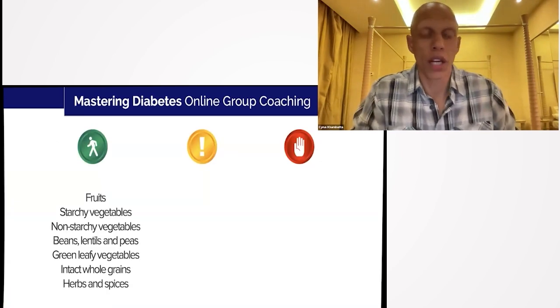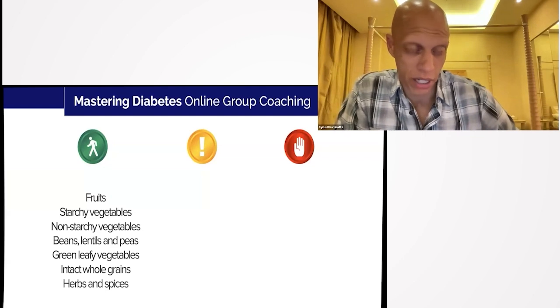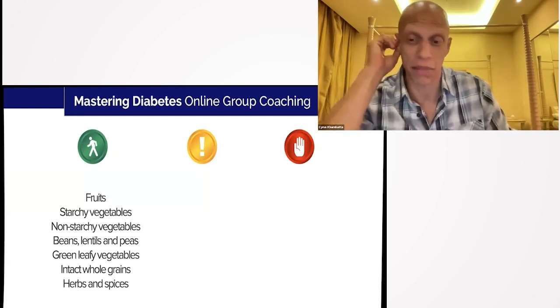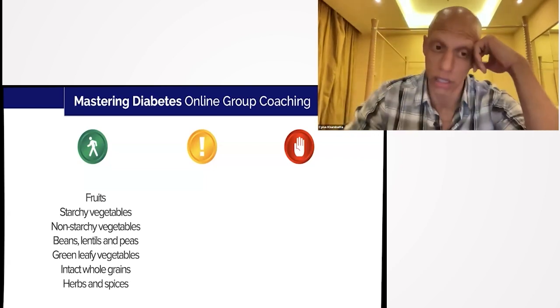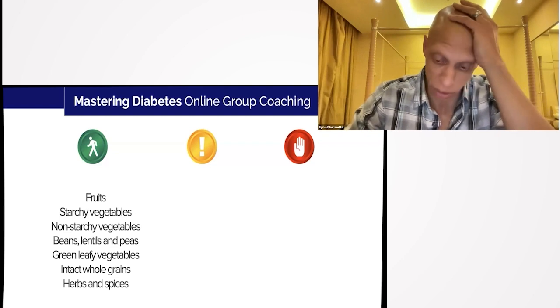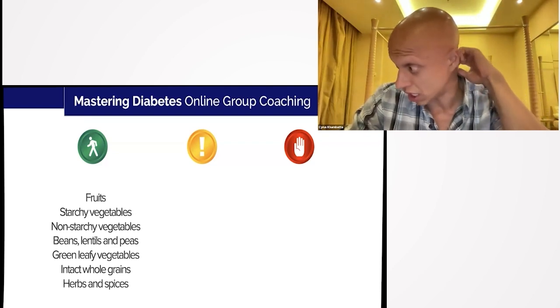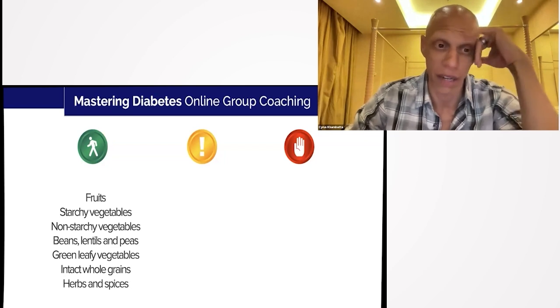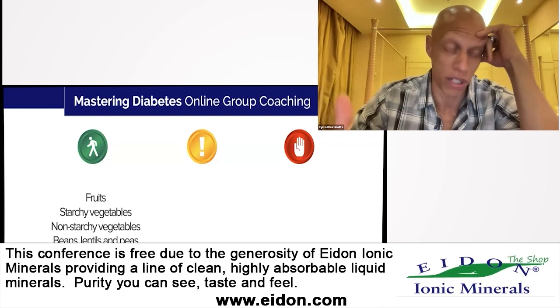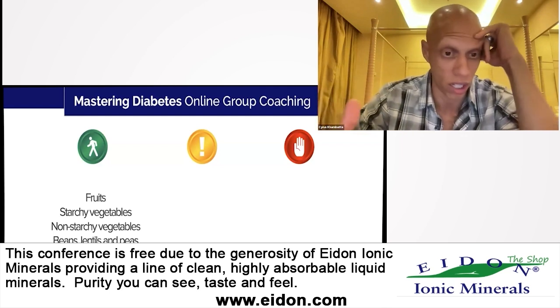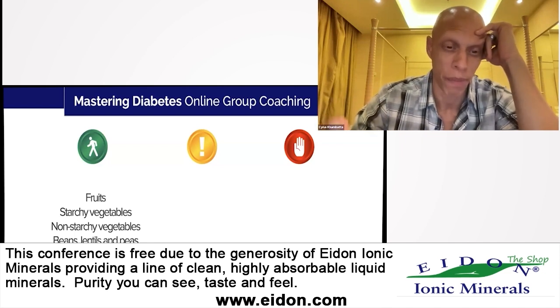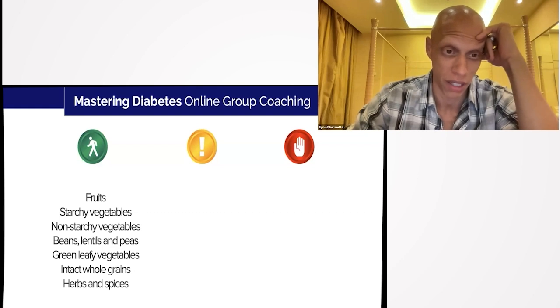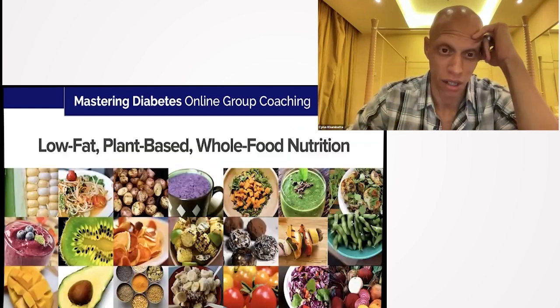Okay. So we created a traffic light system, green light, yellow light, red light, just to make things as simple as possible. Okay. So the foods in the green light category include fruits, starchy vegetables, which are vegetables that grow on the ground, like potatoes and yams and squashes. Okay. I'm also going to put corn in that category because it acts like a starchy vegetable, even though it's a grain. Okay. And then we have non-starchy vegetables like tomatoes and cucumbers and cauliflower and broccoli and okra, vegetables that generally don't have a starchy consistency. Then you have all legumes: beans, lentils, and peas. You got green leafy vegetables, intact whole grains, which are whole grains that are minimally processed, as well as herbs and spices. So the foods in the green light category are those foods right there.